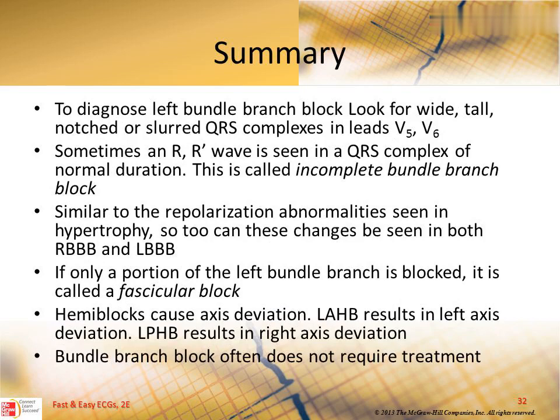Summary. To diagnose left bundle branch block, look for wide, tall, notched or slurred QRS complexes in leads V5, V6. Sometimes an R wave is seen in a QRS complex of normal duration. This is called incomplete bundle branch block. Similar to the repolarization abnormalities seen in hypertrophy, so too can these changes be seen in both RBBB and LBBB. If only a portion of the left bundle branch is blocked, it is called a fascicular block.